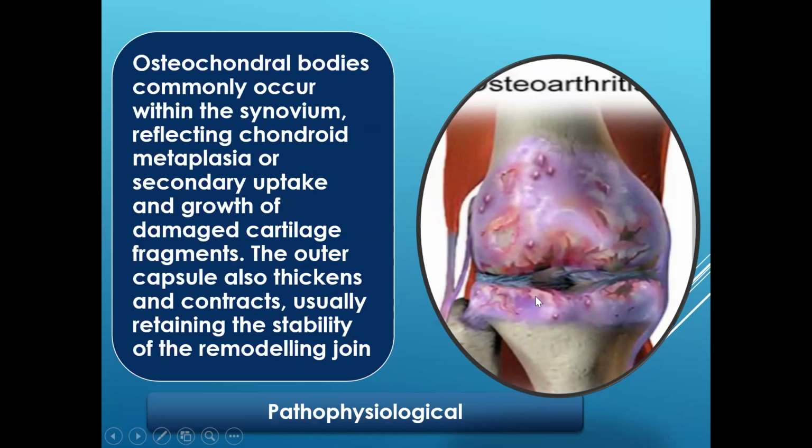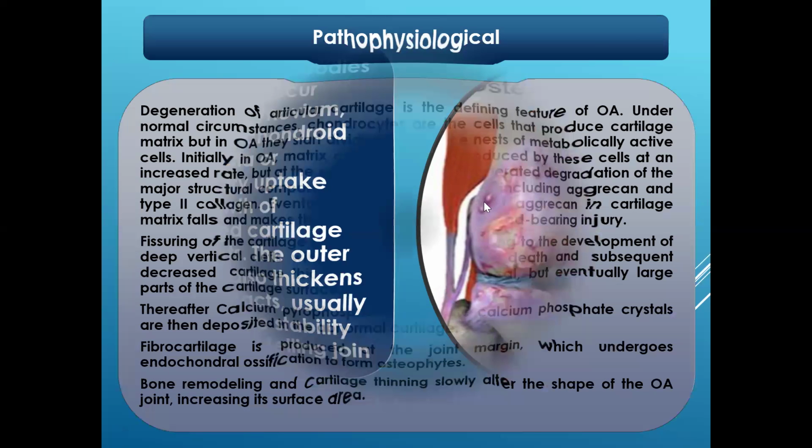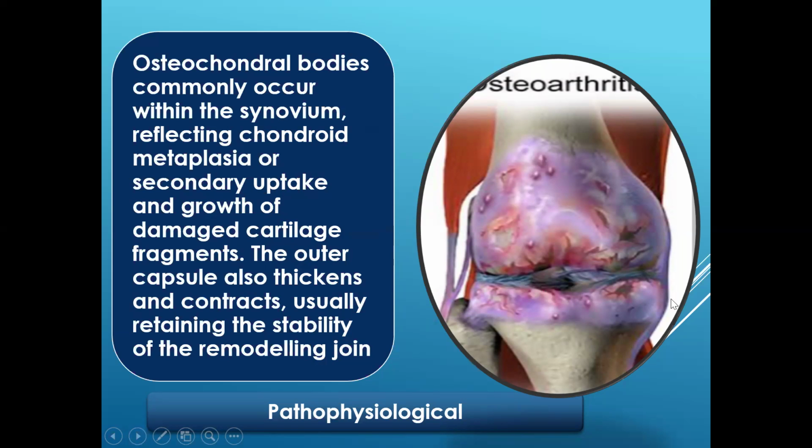Look at this picture here. Look at this articular surface. It has already undergone damage. And these are the osteophytes. The osteophytes are now forming, and the articular surface is already damaged. So osteochondral bodies commonly occur within the synovium, reflecting chondroid metaplasia or secondary uptake and growth of damaged cartilage fragments. You see, that's what's happening here.